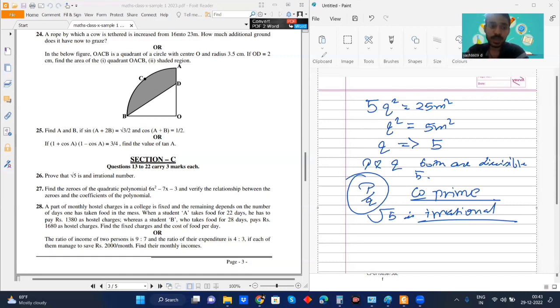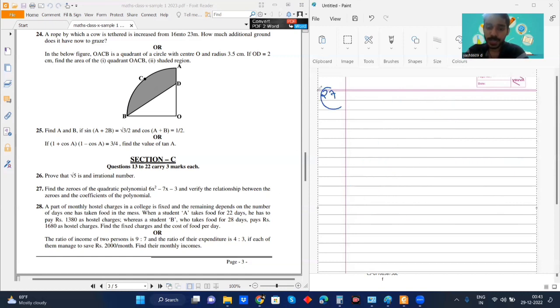Next, number 27. Find the zeros of the quadratic polynomial. So the quadratic polynomial is given. We have to find the zeros and verify the coefficient relationship. To find the zeros, we will use the splitting of the middle term method. We can use the formula method also.